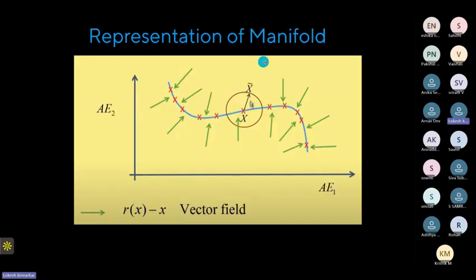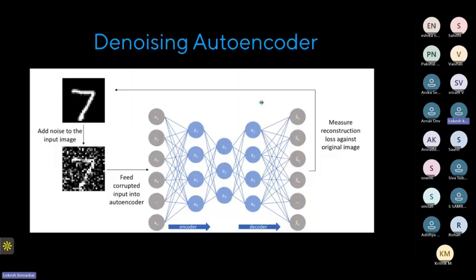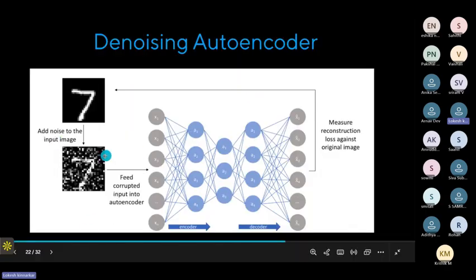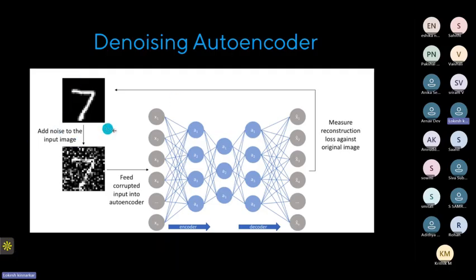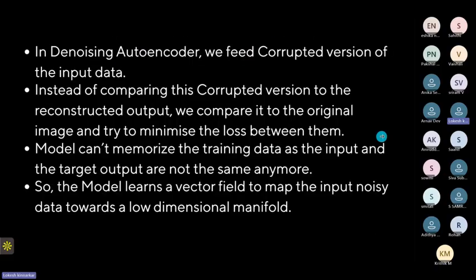So this is the representation of the manifold. As I said, if you have a two-dimensional space, you can obtain the manifold as a curve, and on this curve lies your meaningful data, or the clean input image. And x tilde is the vector representation of the noisy data. This is the x tilde which we are passing into the autoencoder, and X is the cleaner version of it, that is, the clean image against which we are measuring the reconstruction loss.